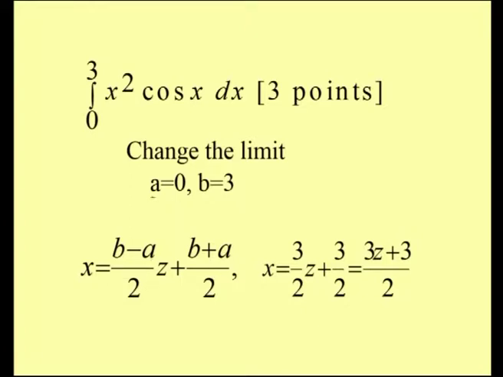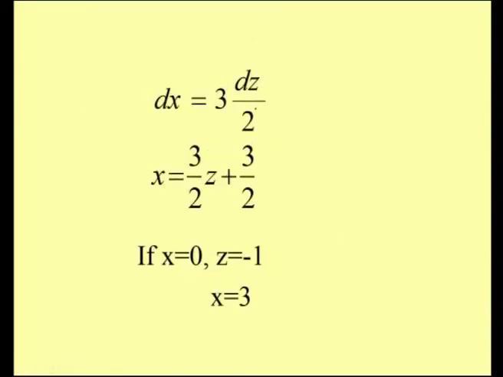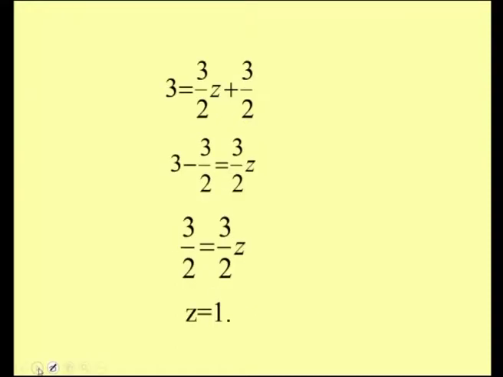Here a is equal to 0, b is equal to 3, and when you substitute the values, x is equal to (3z plus 3) divided by 2, and dx is equal to 3 dz by 2. If x is equal to 0, z is equal to -1, and if x is equal to 3, z is equal to +1. So, now the given question in terms of x will be changed to z like this.